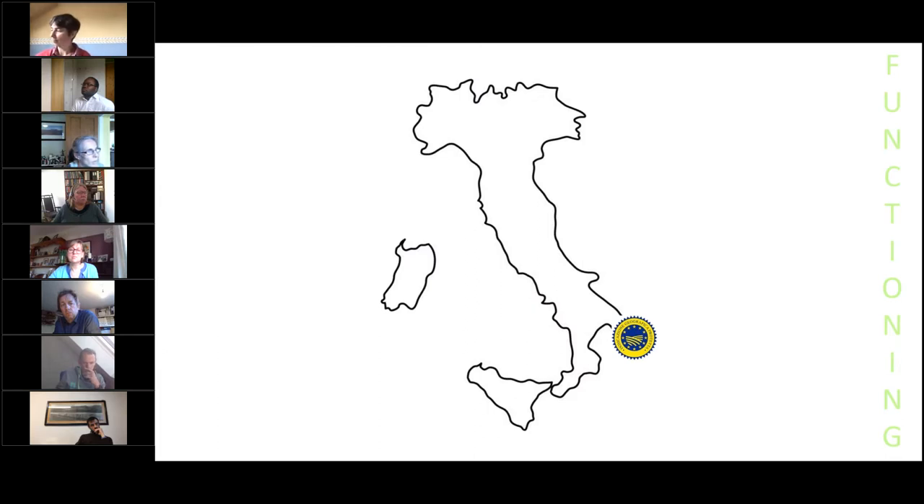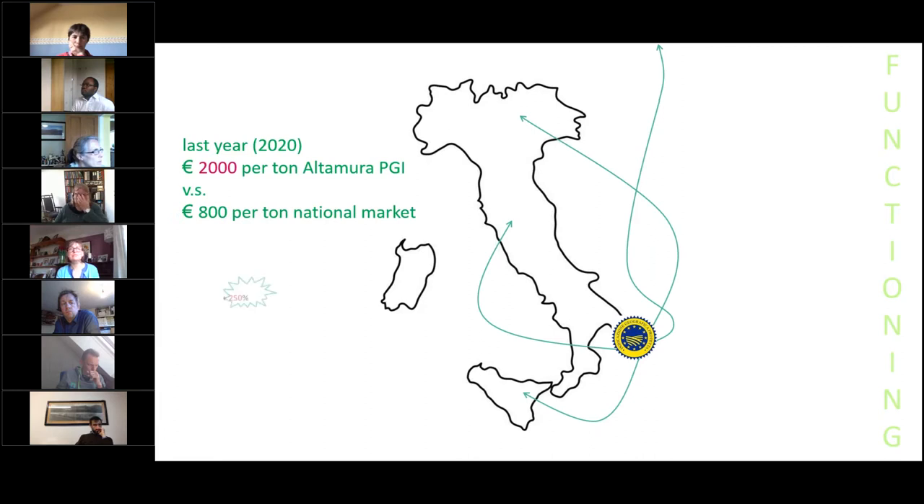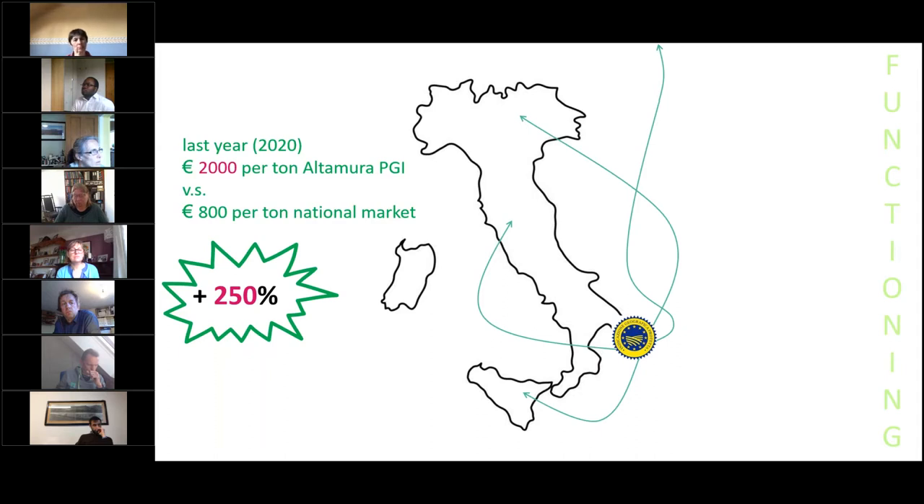The products are sold all over Italy in the large-scale retail distribution and also in Europe. Just to have an idea, last year, in 2020, the price of Altamura lentil overcame that of the domestic market of lentil in Italy by 250%. That means that a ton of Altamura lentil was sold for 2,000 euros compared to 800 euros for non-labeled lentil in Italy.